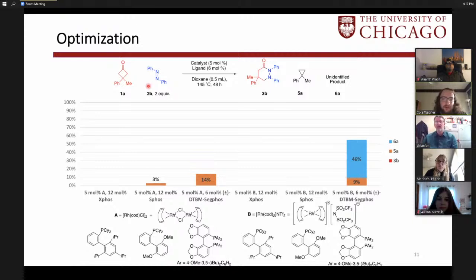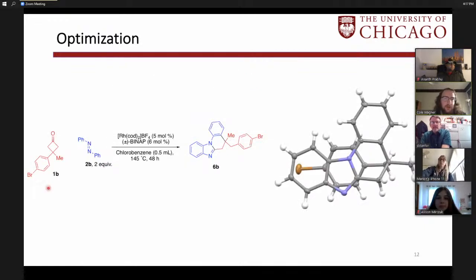So initially we screened some ligands and different catalysts, and we found that with this DTBM segphos, which is a very electron-rich ligand that donates a lot of electrons to the metal and makes oxidative addition a lot more facile, we've had a lot of success in previous CC reactions. So with that, we found 46% of some new product, and then it took a while to conclusively identify. But after using this brominated derivative and carrying out the reaction with that, we were able to grow a crystal and analyze by X-ray diffraction to conclusively assign this structure.